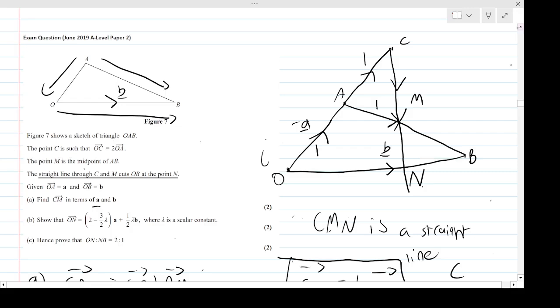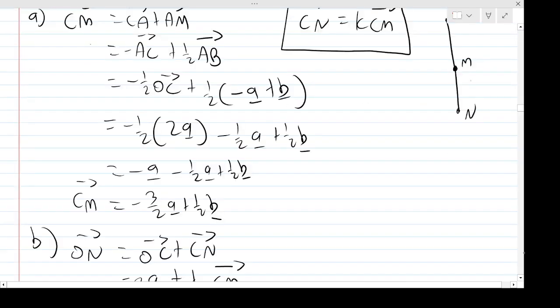But the other thing we can consider, again, the key thing with these questions, is to utilize the fact that things are on straight lines, right? O, N, and B are on the same straight line as well, right? O to N to B is a straight line as well. So again, we can do the same idea of creating vectors out of this.